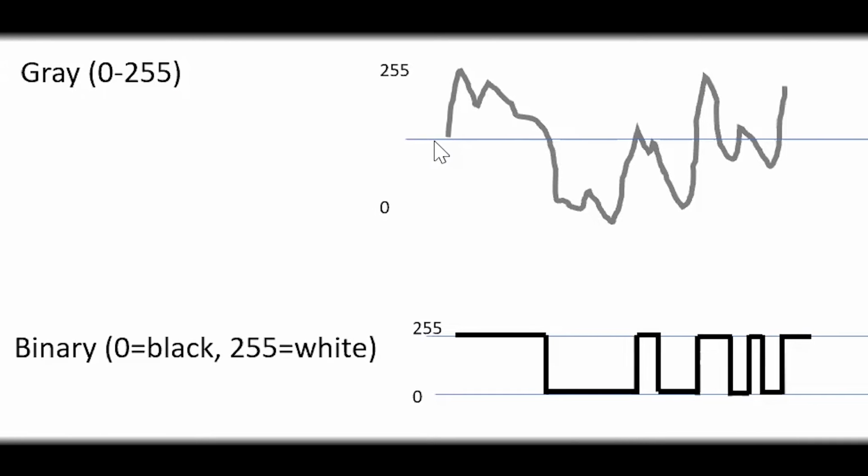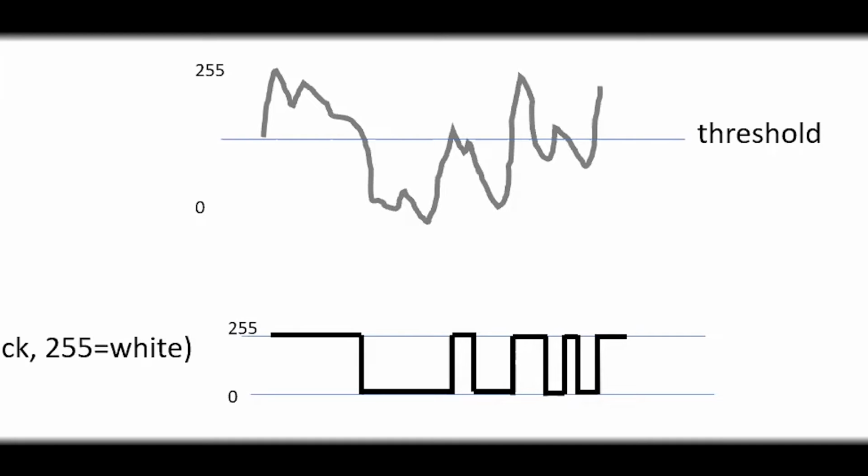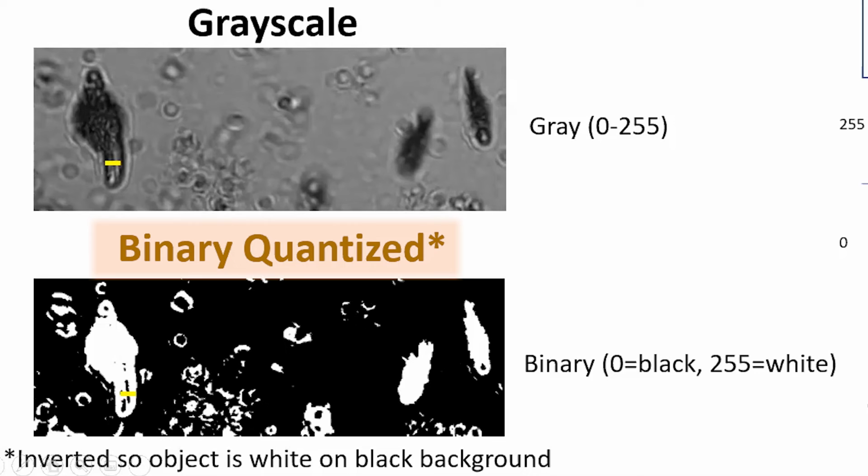What this hard thresholding does is you set a value, and if it's above the threshold, you consider the pixel white, and if it's below the threshold, it's black. So that's how you binary quantize.